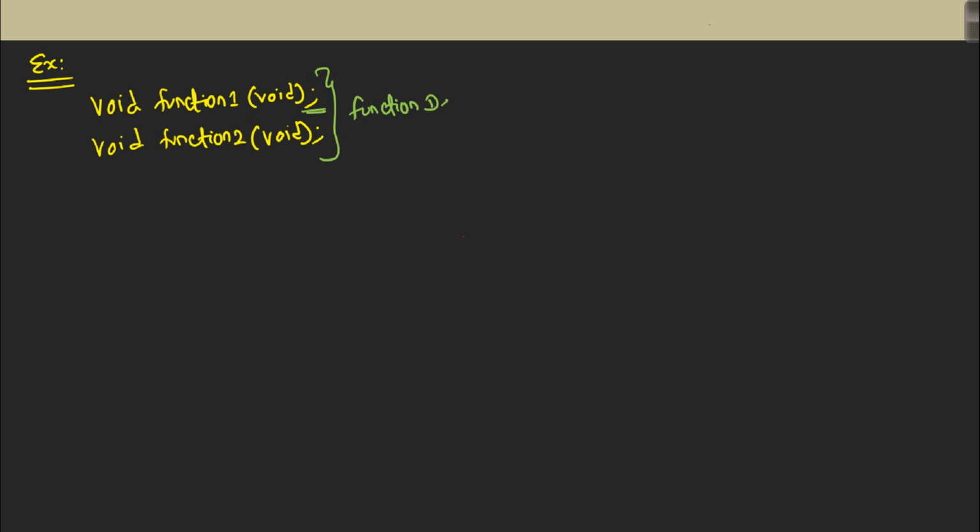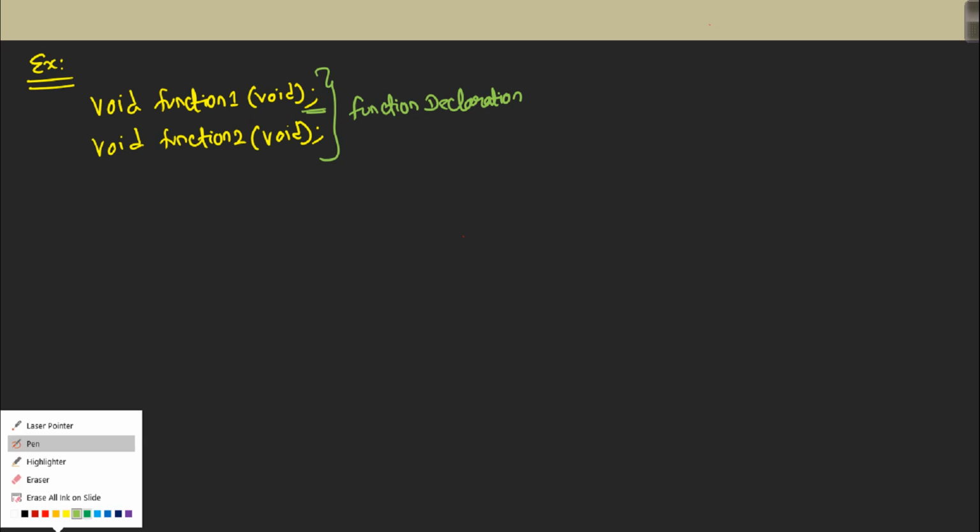Okay, so void function 1 of void, that means no list of parameters, right? So void function 2 of void, here also no list of parameters. So just think about this part, the syntax: return type, function name, list of parameters, semicolon. This comes under function declaration, and after the function declaration only the main function will come, right?